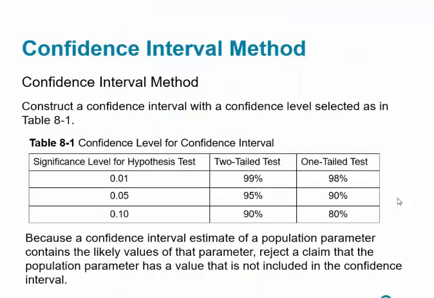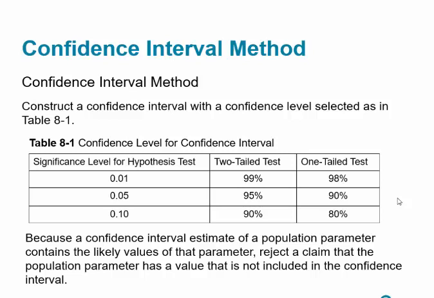Confidence interval method. So we can use the confidence interval method with a confidence level selected in order to do hypothesis testing. Now, because the confidence interval estimate of a population parameter contains likely values of that parameter, we reject the claim that the population parameter has a value that is not included in the confidence interval.